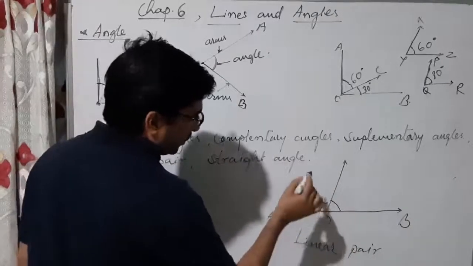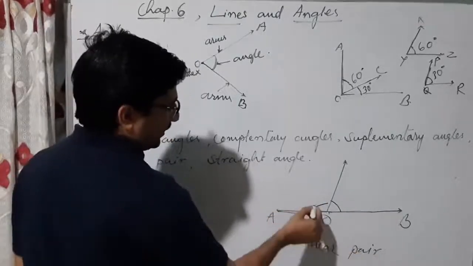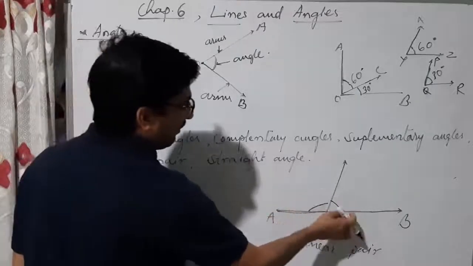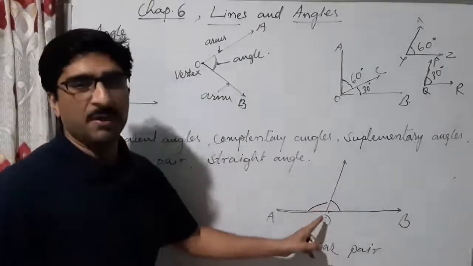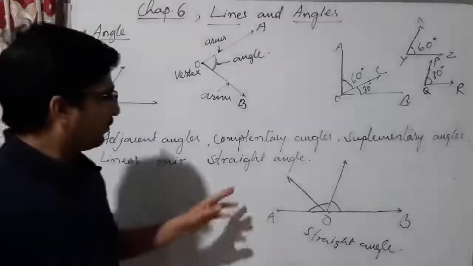These two angles must be adjacent angles in a linear pair. This total is 180 degree. So a linear pair is also supplementary: adjacent supplementary angles are a linear pair. The next one is straight angle.